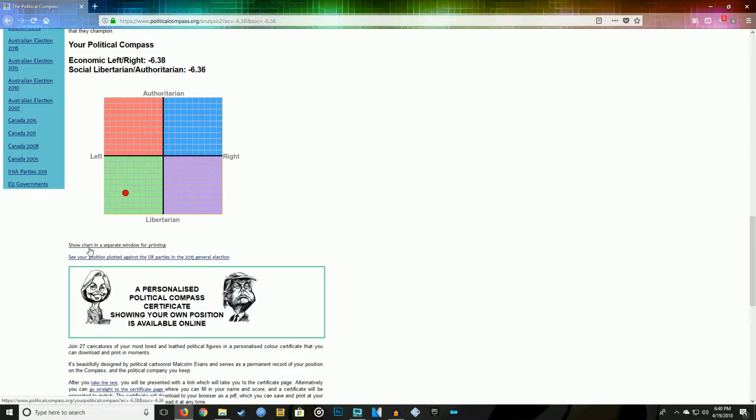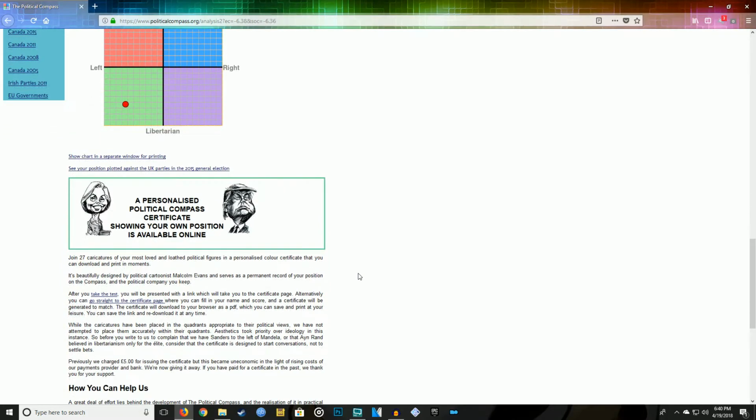So you can actually show in a separate window for printing. See your position plot against the UK parties in the 2015 general election.